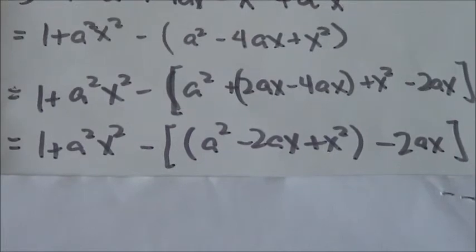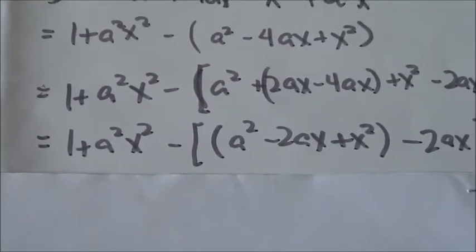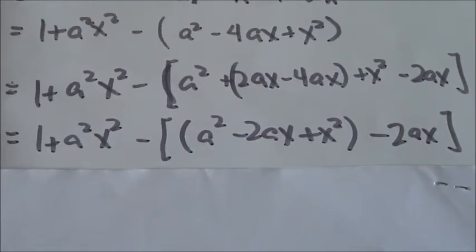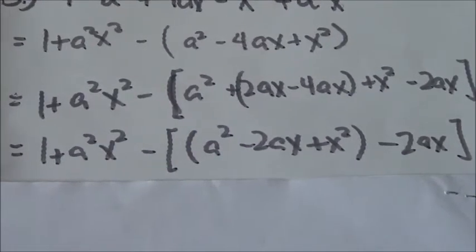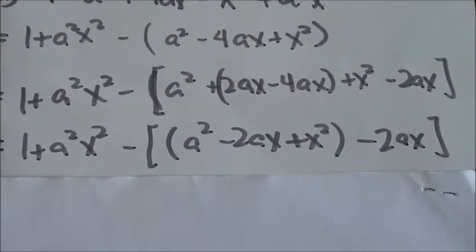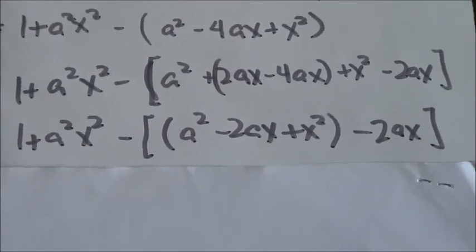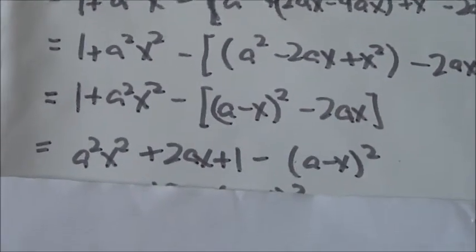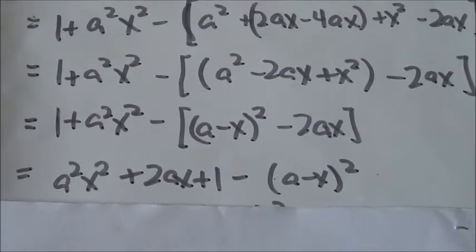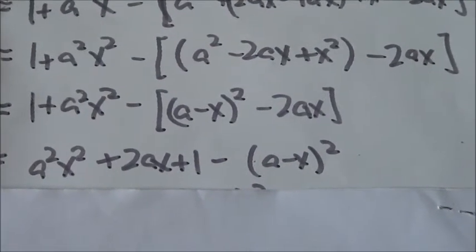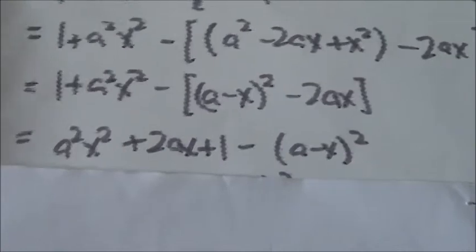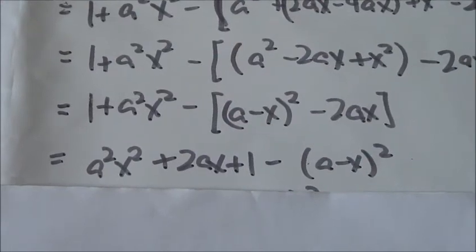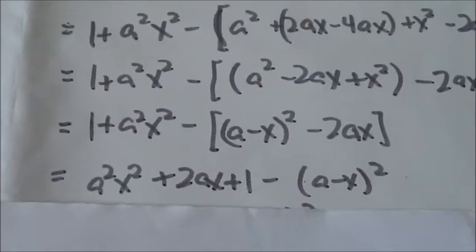Then we get this: 1 plus a squared x squared minus a squared minus the quantity of a squared minus 2ax plus x squared minus 2ax. A squared minus 2ax plus x squared is actually a minus x quantity squared. So we can remove the grouping signs, and this is what we will have: a squared x squared, we move the positive 2ax to the front, plus 2ax plus 1 minus the quantity of a minus x quantity squared.